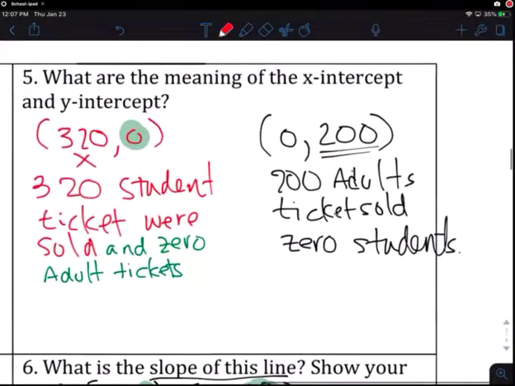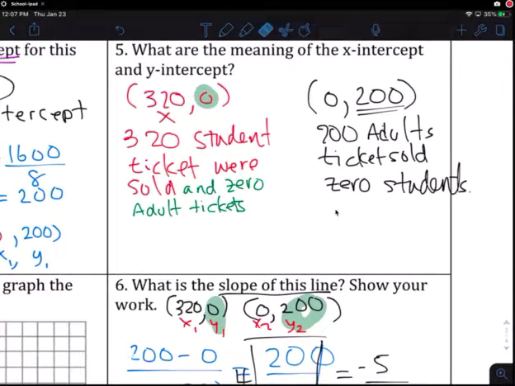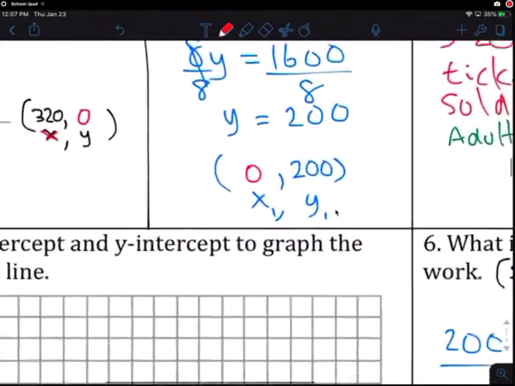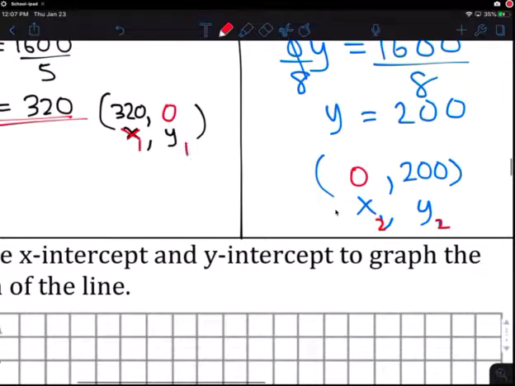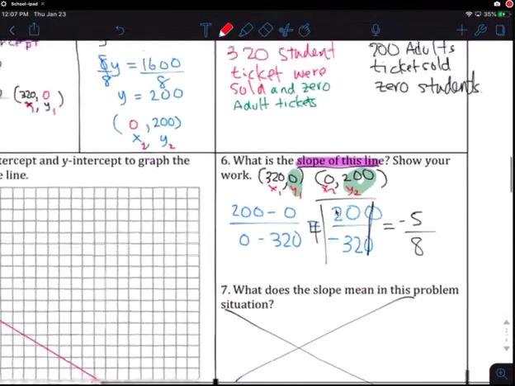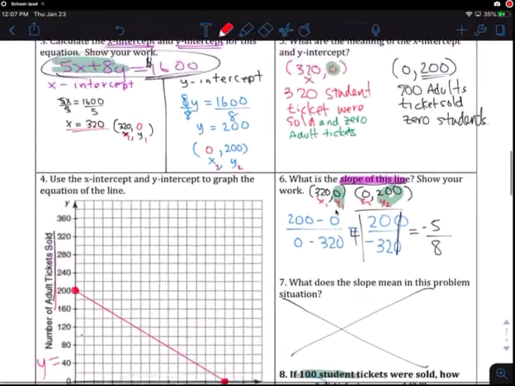Here, what does it mean? The x-intercept means this, the y-intercept means this. Okay, here's how to find slope for the class. It says find the slope of this line, right? Remember, it's y sub 2, this is x sub 2, y sub 2. So this is x sub 1, y sub 1, right? You can use that to find slope and then reduce it.